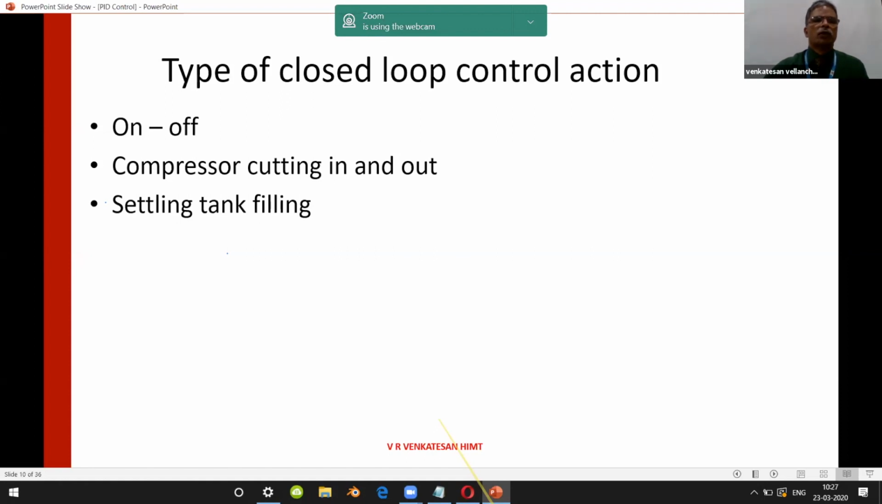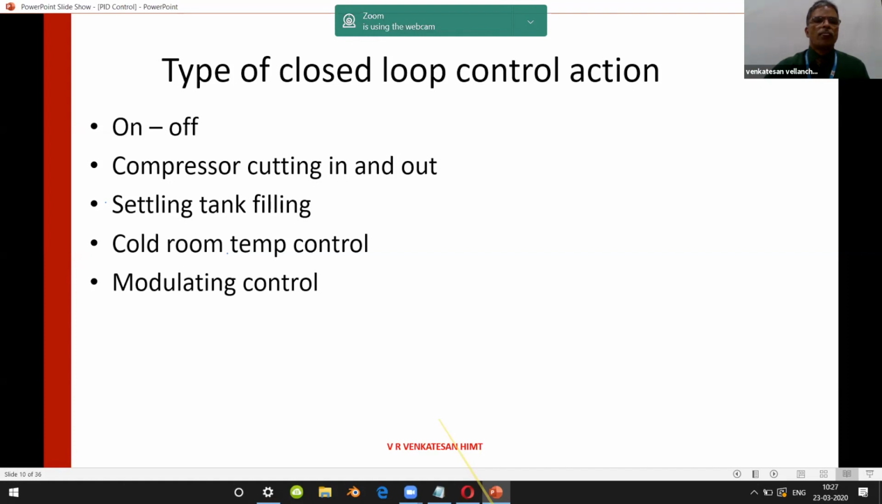Other examples of on-off control are the filling of the settling tank in your fuel oil systems, or maintaining the temperature of cold rooms. So cold room temperature control is another example of on-off control. But to overcome the difficulties of on-off control, we move on to modulating control.